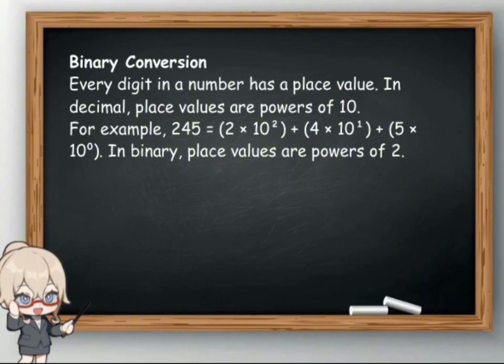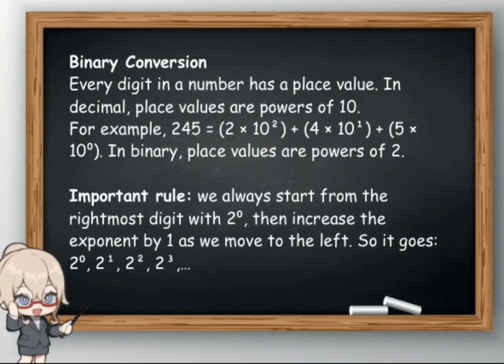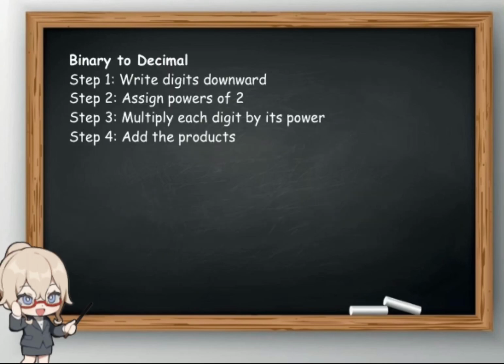In binary, place values are powers of 2. So the important rule, we always start from the rightmost digit with 2 raised to 0, then increase the exponent by 1 as we move to the left. So it goes 2 raised to 0, 2 raised to 1, 2 raised to 2, 2 raised to 3, and so on. Now let's convert a binary number into decimal.